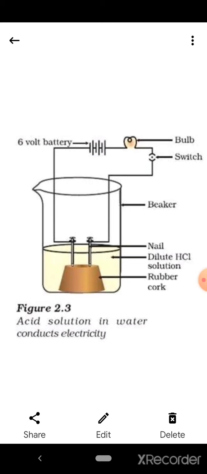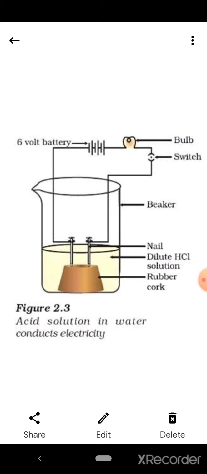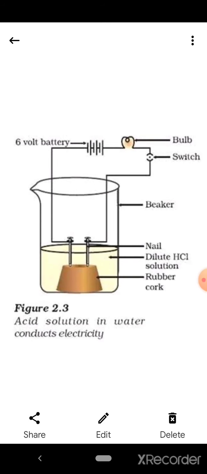Connect the nails to the 2 terminals of a 6-volt battery that is connected through a bulb and a switch, as shown. Now pour some dilute HCl in a beaker and switch on the current. Repeat with dilute sulfuric acid. Now note down your observation, what you are seeing. Repeat the experiment separately with glucose and alcohol solutions. Note it down. What will you find?